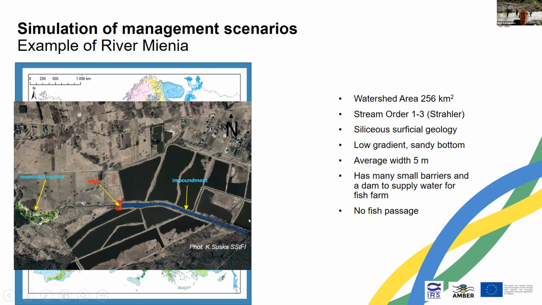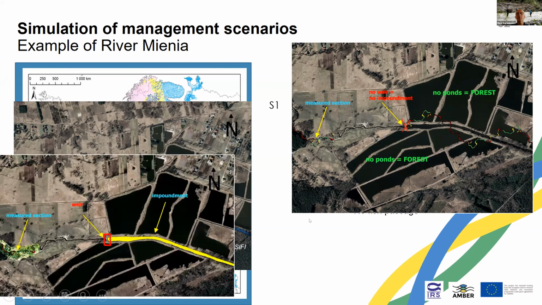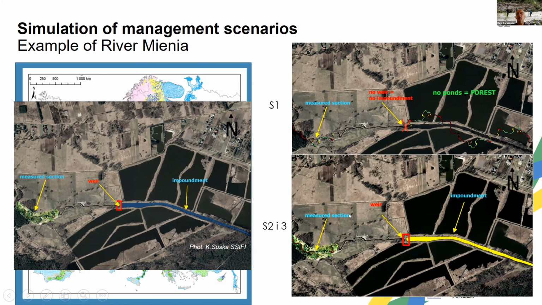Here you see the current situation. There is a fish farm with an impoundment with a weir maybe 2 meters high. We investigated the area downstream and built a model downstream, and then used this information to simulate different scenarios. So we investigated what it would be if there were no impoundment. There would be a forest here, no ponds, and the river would be meandering like it does here further downstream. And the second scenario: what would be if the river stays in place and we release some water from the impoundment to basically improve the habitats? And then finally, what will happen if there is climate change?